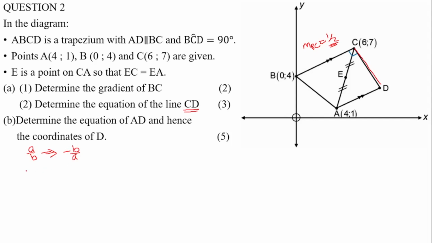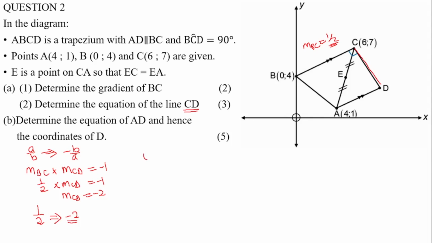But remember, we can also use the fact that gradient of BC times the gradient of CD must give us negative 1. Okay, and then you say 1 over 2 times the gradient of CD is equal to negative 1. Then you multiply by 2 on both sides of the equation. You still get the gradient of CD is equal to negative 2. But just this, the negative reciprocal of 1 over 2 is negative 2 over 1, which is just negative 2. Okay, so now we have the gradient of CD, so we can find the equation.